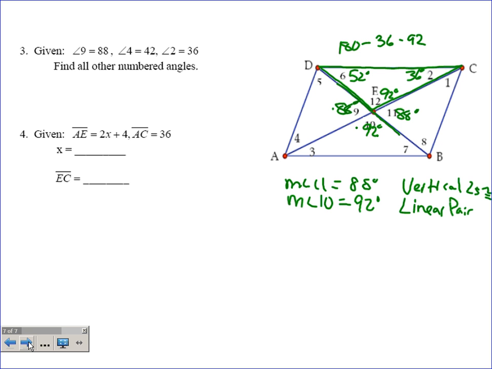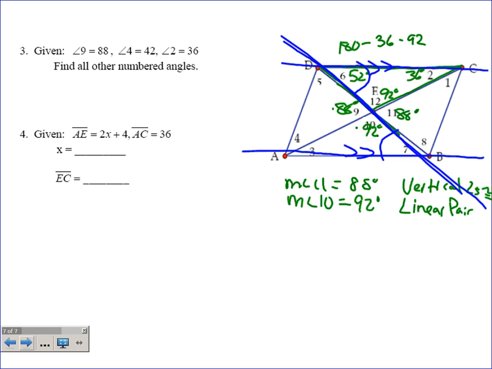Okay, now we have to look at this. This is a parallelogram, right? So I mean, these sides are parallel. So basically, I can extend this line and look like this and look like this. Here's a transversal that cuts through these. How is 52 related with 7? They're alternate interior angles.